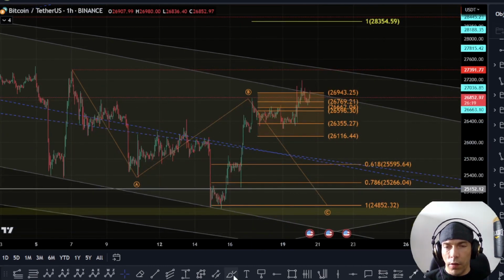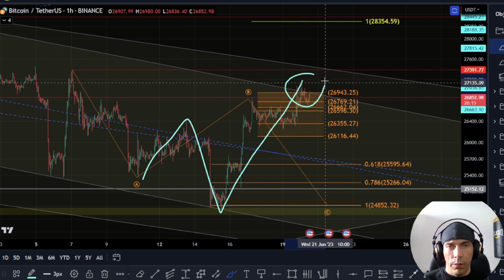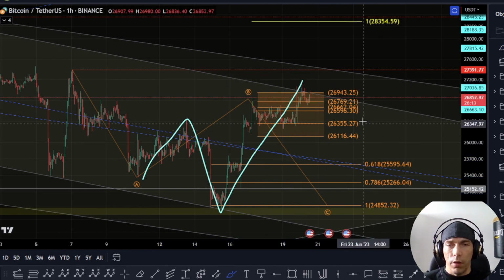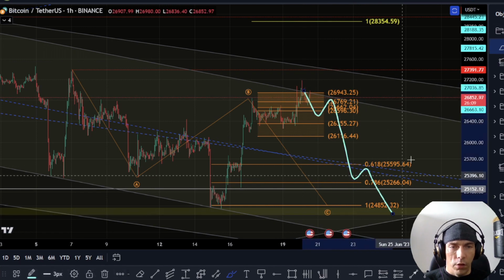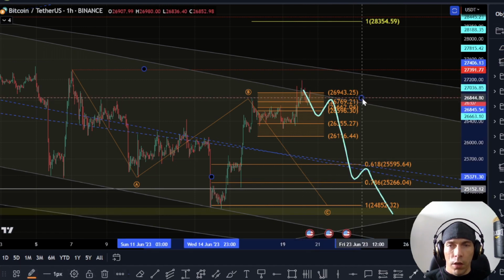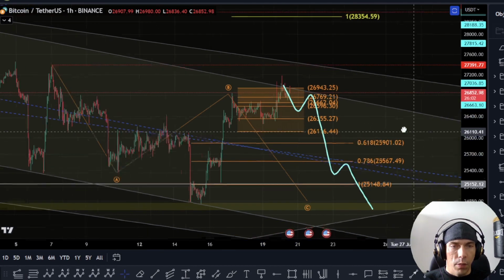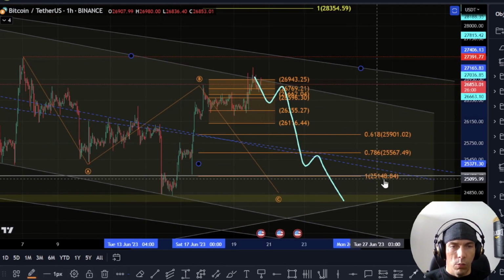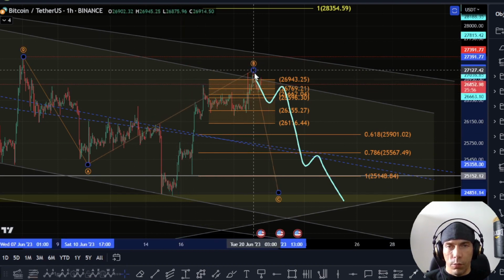So if this is a flat share as a B wave, where this is A, B, and then C, and this 5-wave move looks to actually mark the completion of this structure, what we could then still see is a push to the downside in this C wave. Now, given the current high that we have here, 1-to-1 would actually look to bring us back down into this 25,148 level.